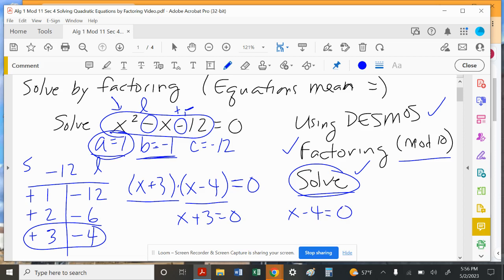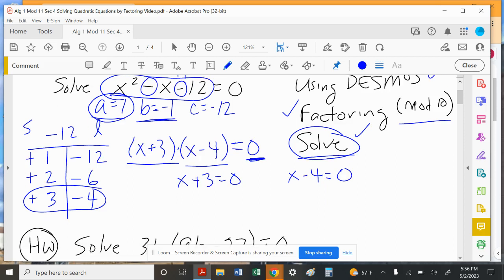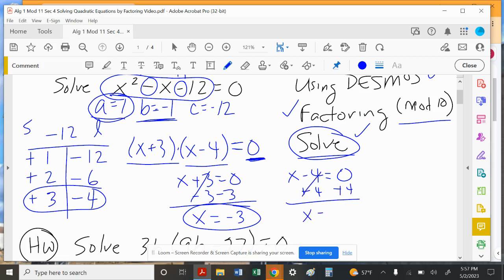Now, this only works if this side is 0. If the side is not 0, then we can't do it exactly this way. We'll see problems later on where we can solve things when it's not 0, but in this particular case, we can't do that. Given that, I'm going to subtract 3 from both sides. Those two will cancel. I get x equals -3 as one answer. I'm going to add 4 to both sides. Those cancel. I get x equals 4, and that's my other answer. So there are my two answers.